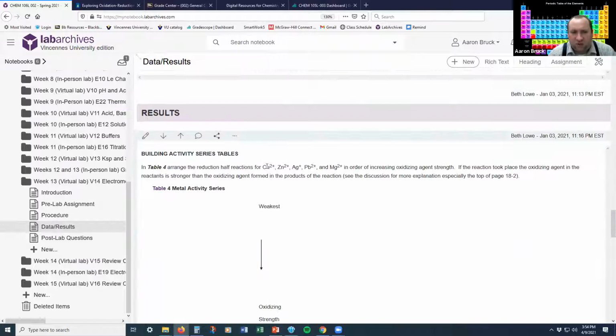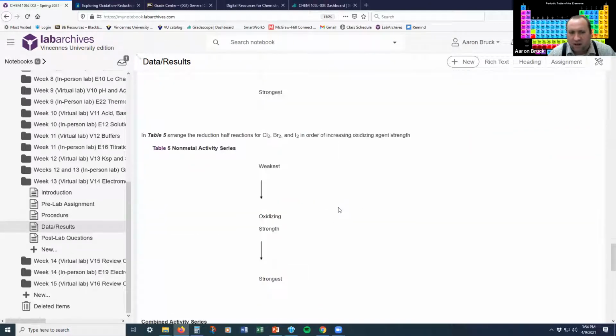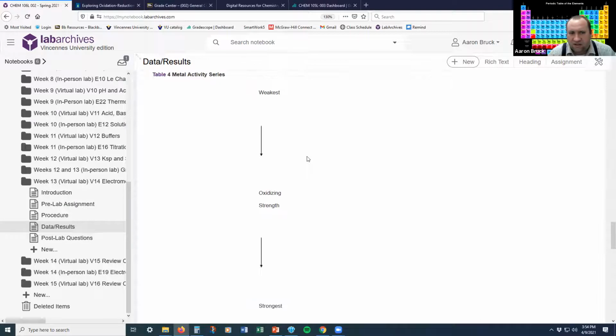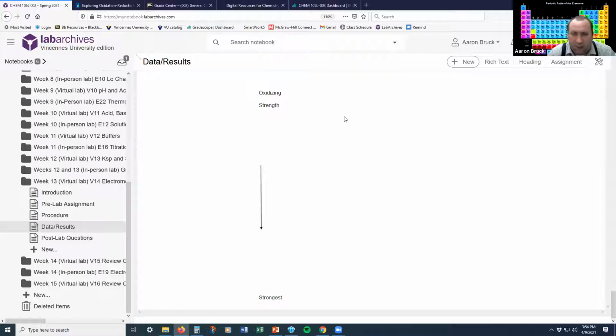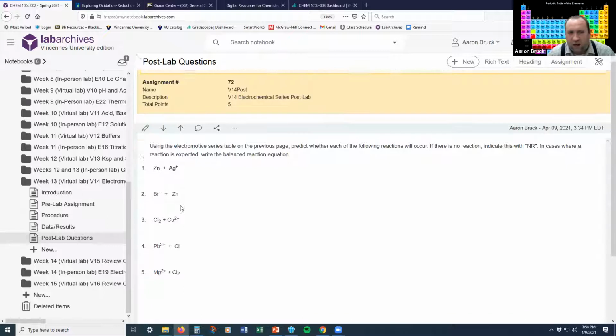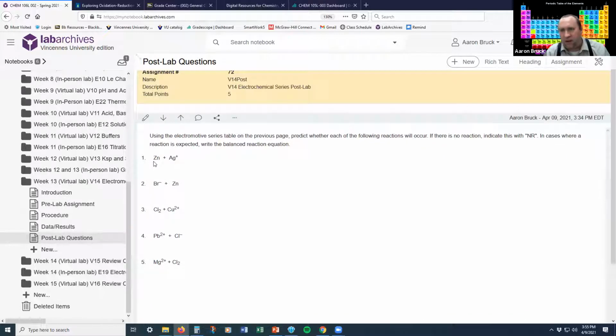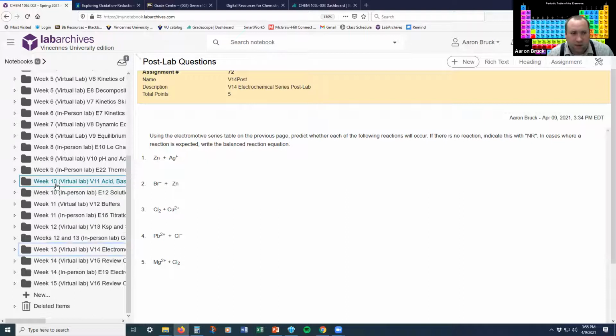This is going to lead you to building an activity series based upon the metals first, then the non-metals, then where they come together. And based upon this activity series, you'll answer the post-lab questions that'll say, okay, I've got this reacting with this. Does anything actually happen? And if it does, show me what you expect to happen. And that's the direction that you're going to go with this particular virtual lab.